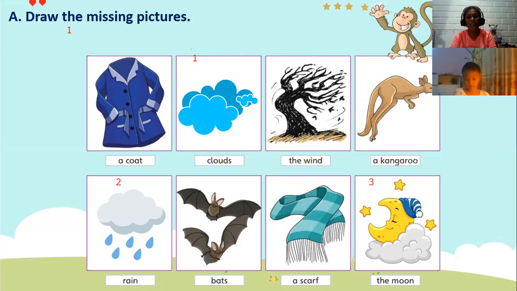Okay, so look at here. As you can see, when there is clouds, a coat, clouds, the wind, the kangaroo. Again, we'll read. Follow Teacher Anne. A coat. Clouds. The wind. A kangaroo. Rain. Bats. Scarf. The moon. Yay! Very good.